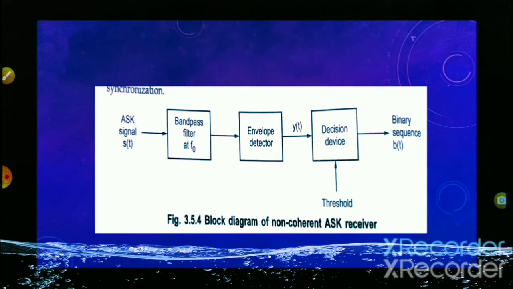Next one, block diagram of ASK receiver. The ASK signal is passed to a band pass filter. The band pass filter passes a particular band of frequencies. Then it is given to the envelope detector. Then the output of this is given to the decision device. Then we get the binary sequence. Figure shows the block diagram of the non-coherent ASK receiver.